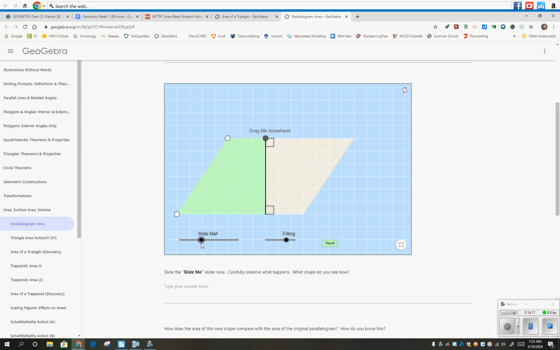Notice if we slide it, I have now drawn in the height, which is the distance between the two sides. It's perpendicular to two of them. If I take and cut my parallelogram in half at that point and I slide it over, what did I just create? A rectangle. And how do I find the area of a rectangle? Base times height.